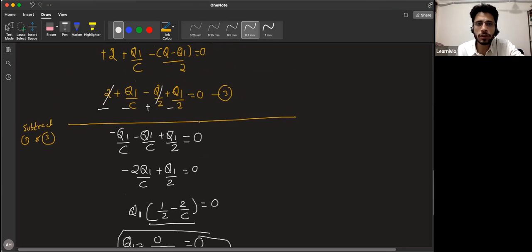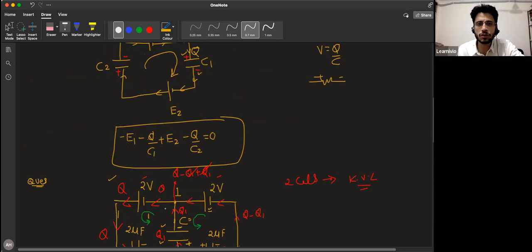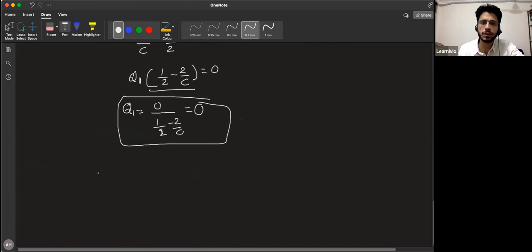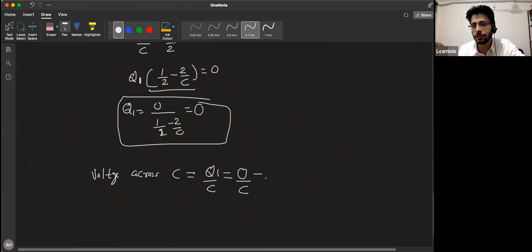So if Q1 is equal to 0, that means there is no voltage drop across this capacitor. So if charge is 0, then what will be the voltage drop across C? Voltage across C is charge divided by capacitance. Charge is 0, so the voltage drop across 1 and 2 is 0. Is it clear?